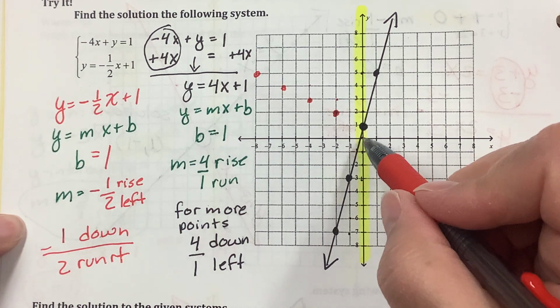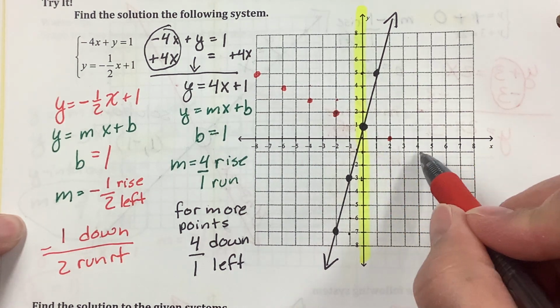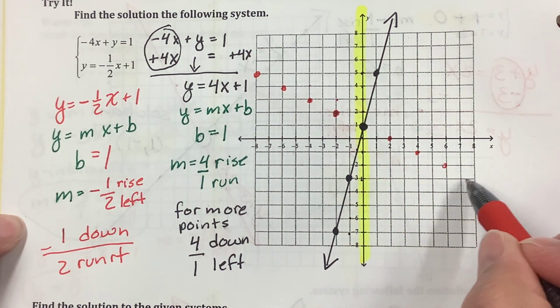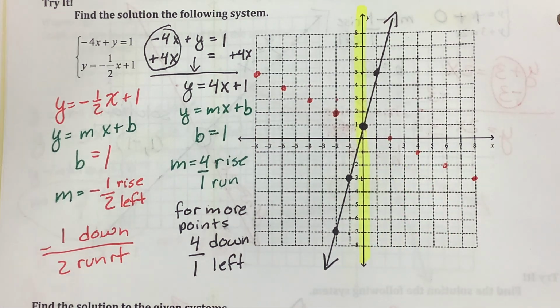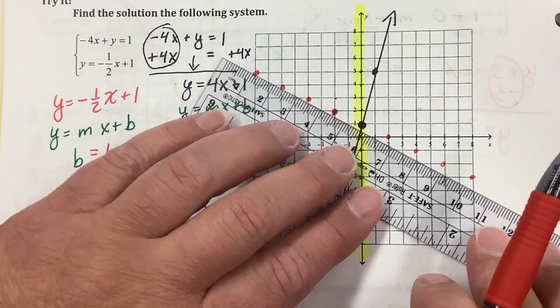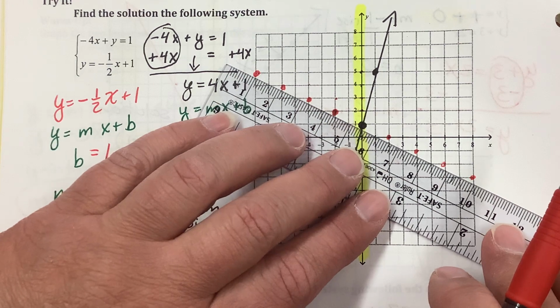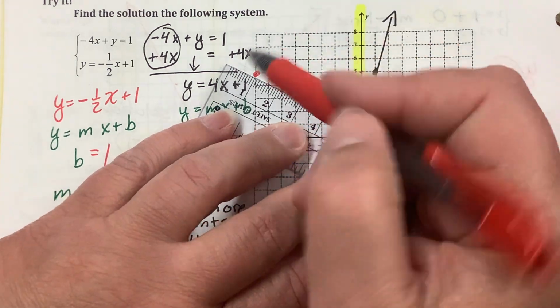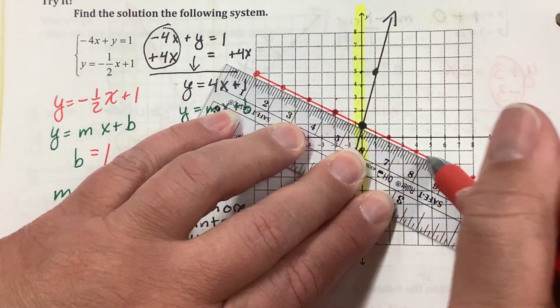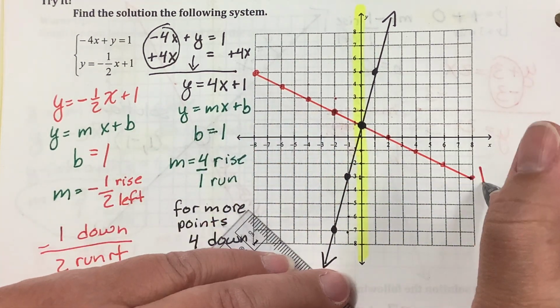So more points. Go down 1, 2 to the right, down 1, 2 to the right, all the way across the whole grid. Look at that. Got a nice line there. So we're going to play connect the dots. Here we go. Connecting all these dots. I'm going to put an arrow on each side.